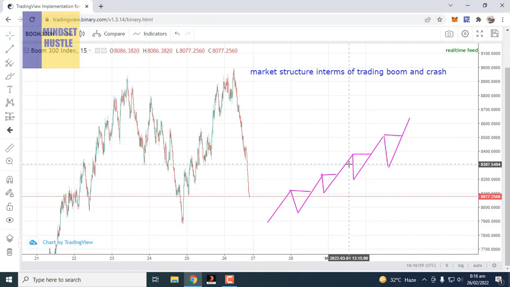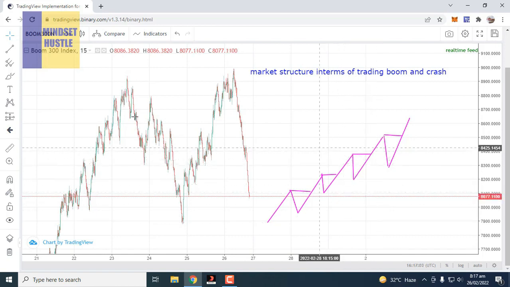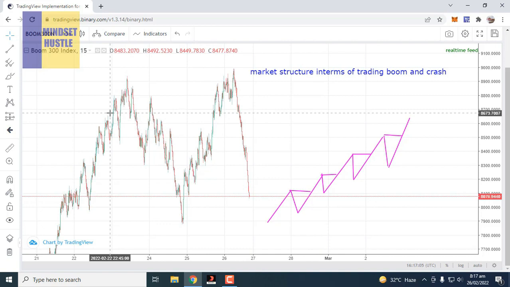Meanwhile, let's continue. All right, so as I was saying, we need structure to be able to do proper trading. Now structure gives us where market is heading. So structure tells us whether market is in an uptrend or is in a downtrend.